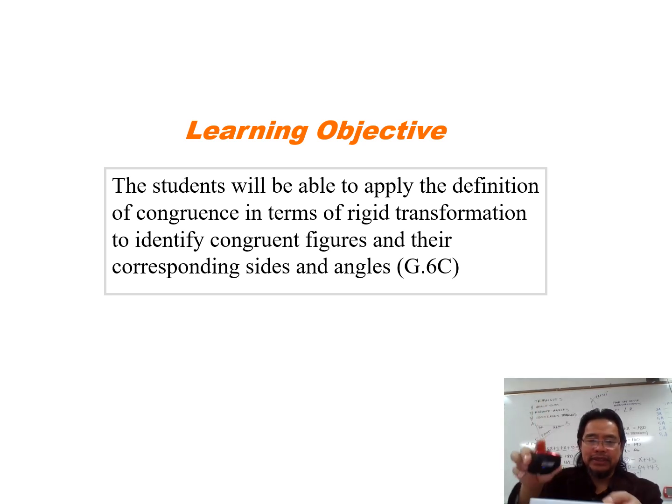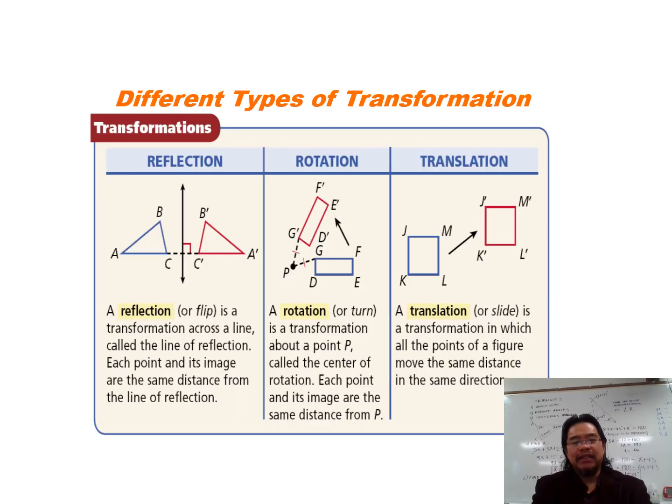Just like, for example, this mouse. If I move this mouse to the left, there is movement. However, it is the same mouse. The mouse did not shrink. The length is the same. The height is the same. So that is rigid transformation. So that's our topic today. And there are three types of rigid transformation: reflection, rotation, and translation.